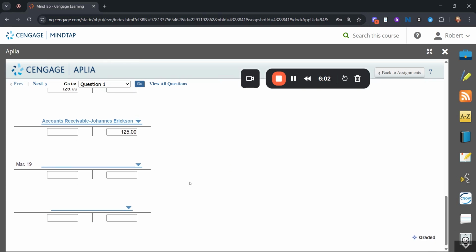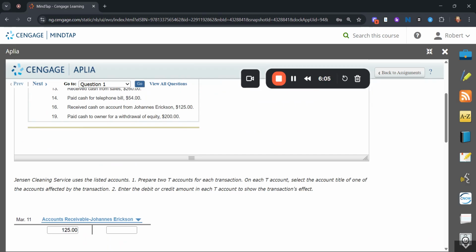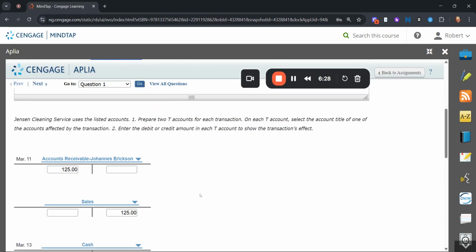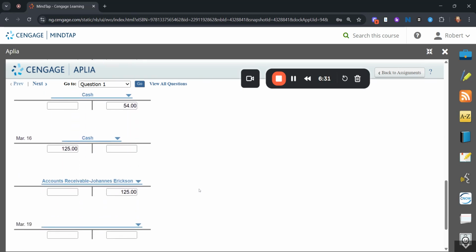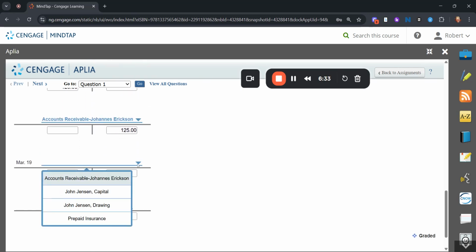And then our last transaction, paid cash to owner for withdrawal of equity, $200. So took money out, took cash out, so cash account, and the owner withdrew money, so that's going to be the owner's drawing account.